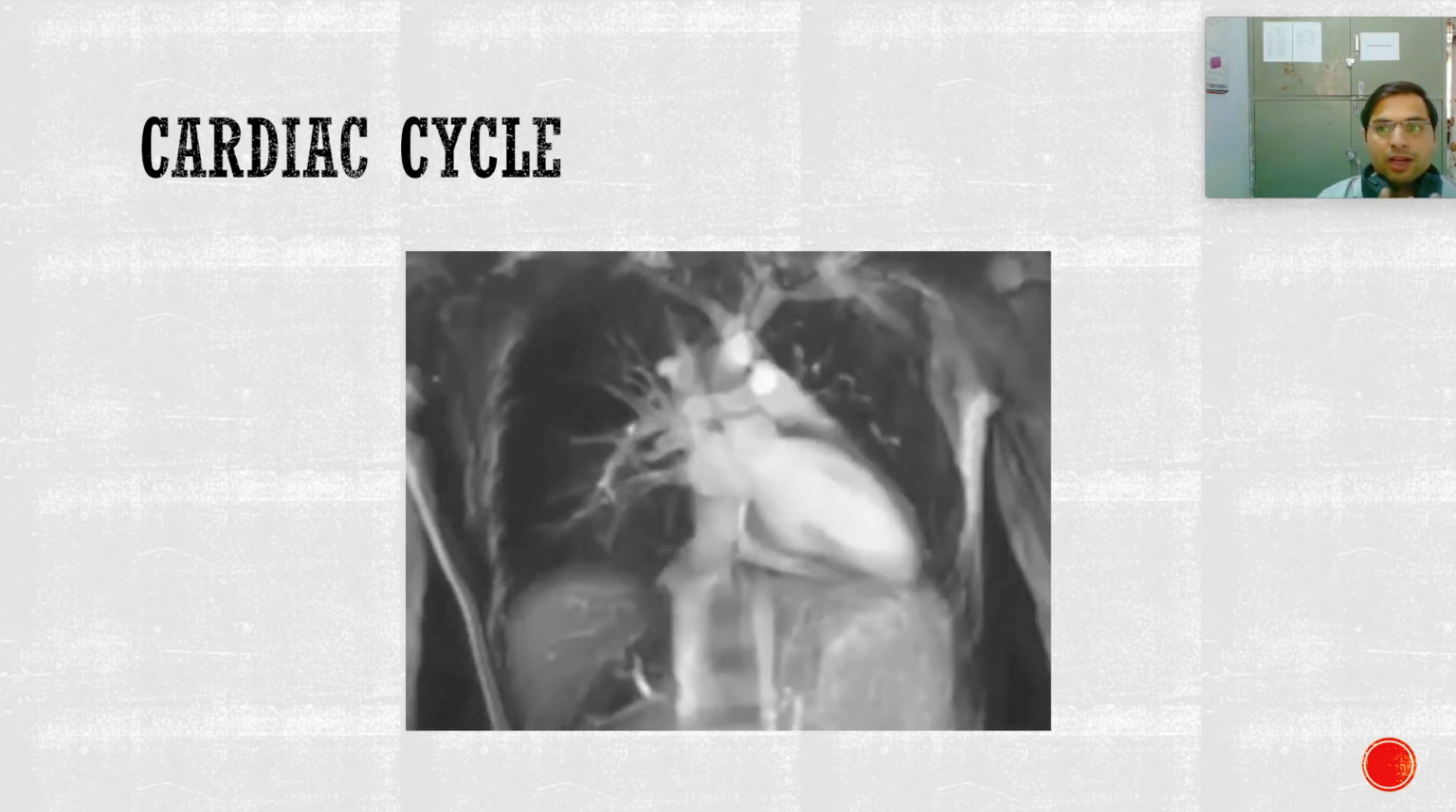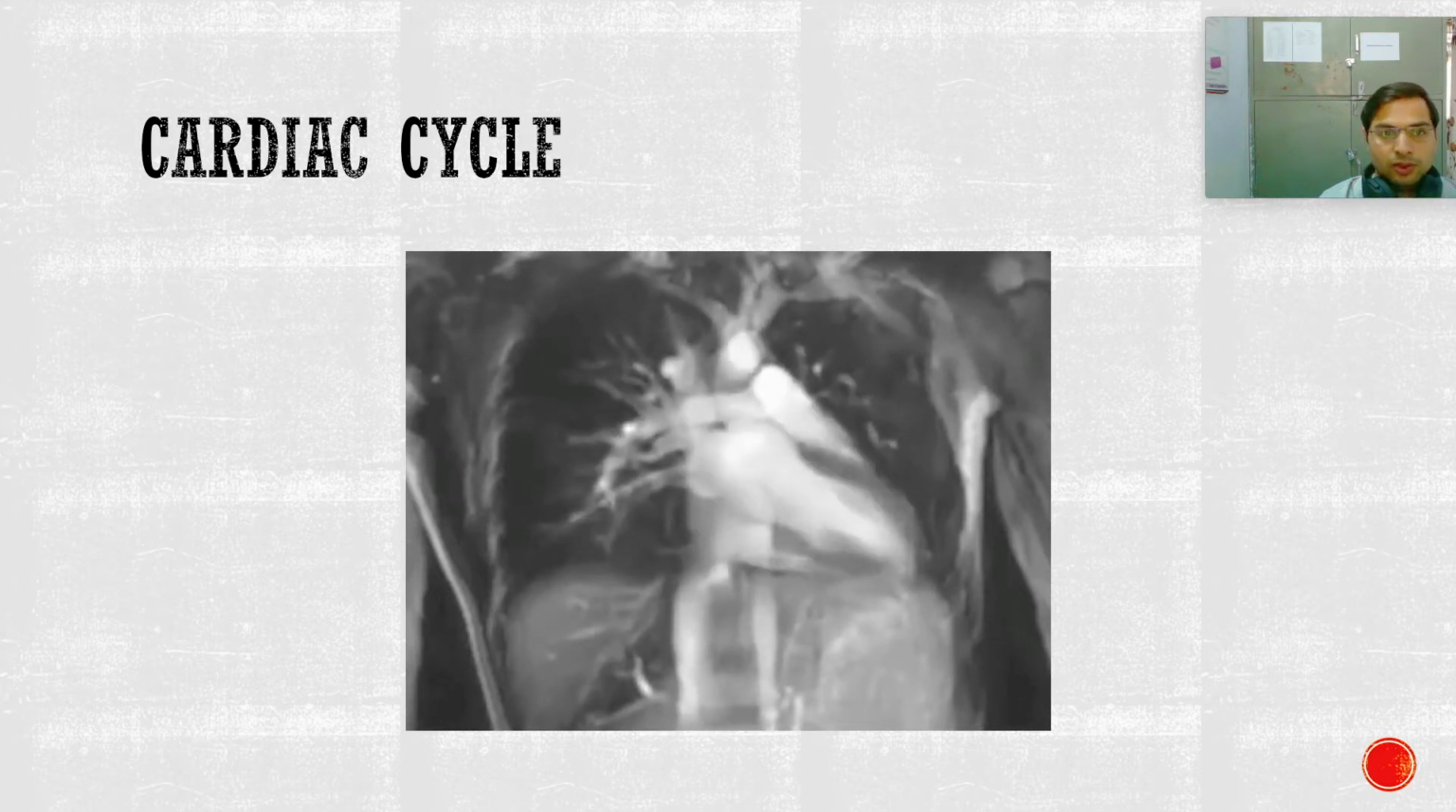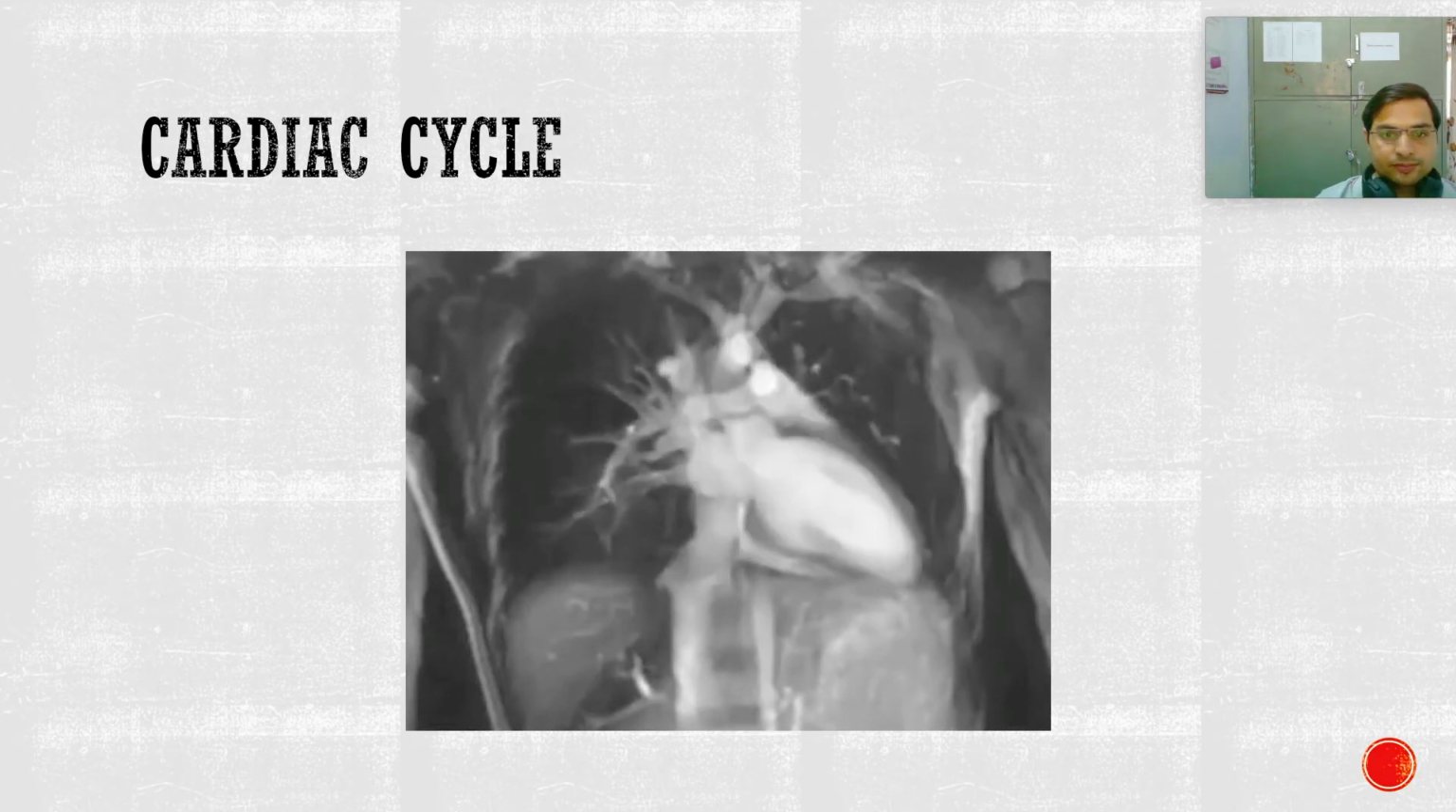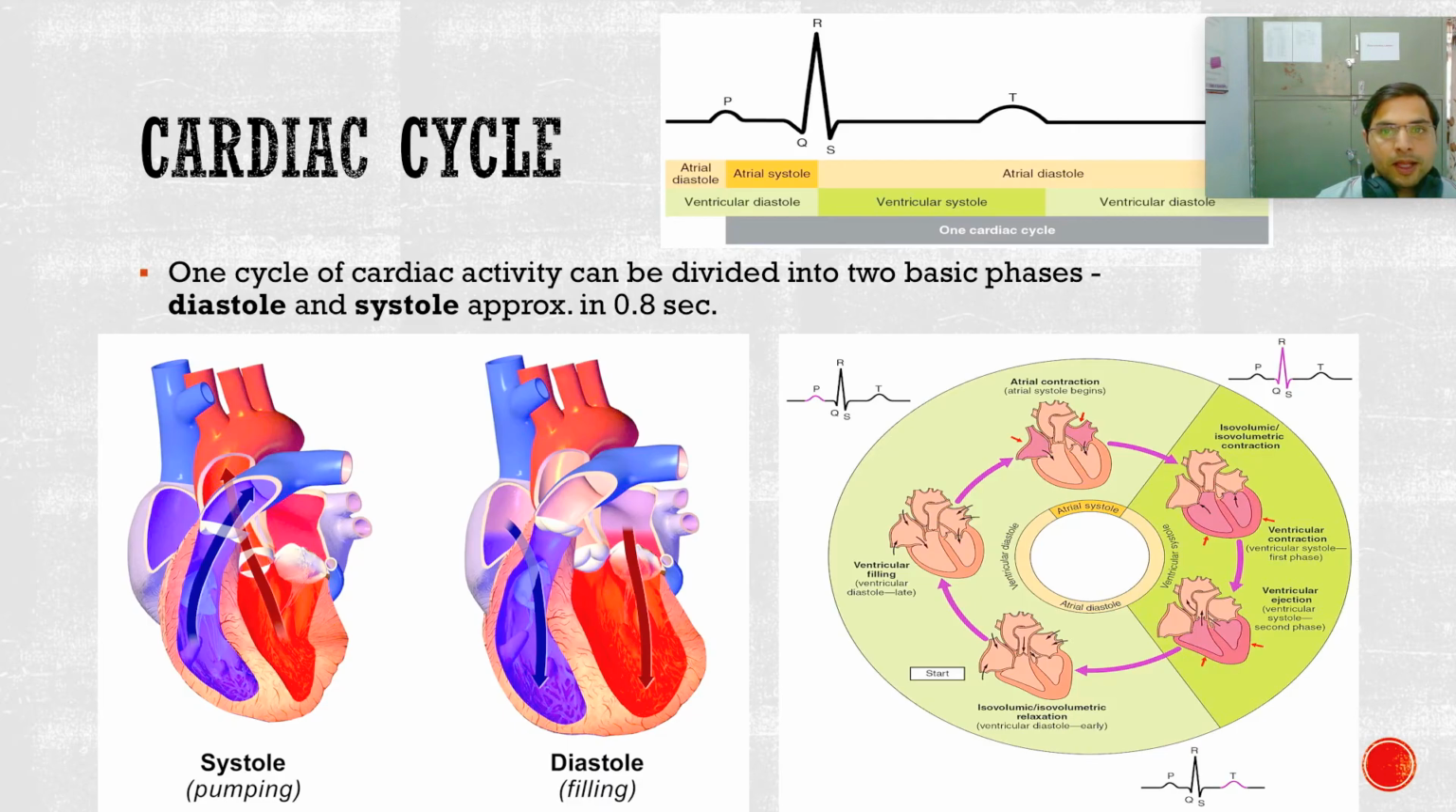The beatings of the heart are systole and diastole, and systole and diastole make one cardiac cycle. So one cycle of cardiac activity is called the cardiac cycle. It is divided into systole and diastole, and it is completed in approximately 0.8 seconds in a resting heart.